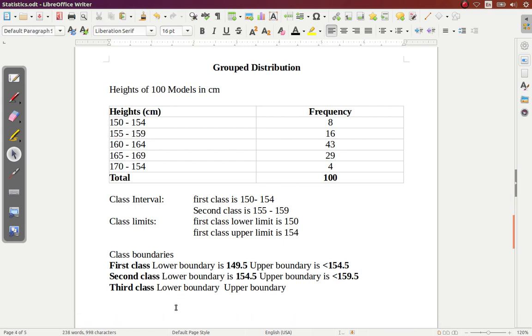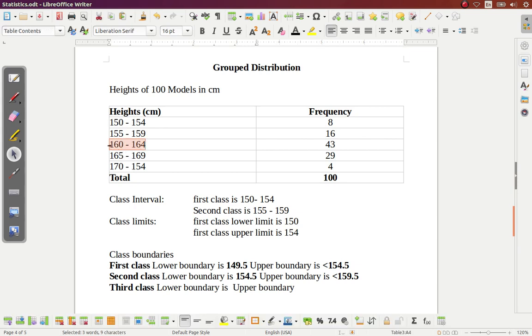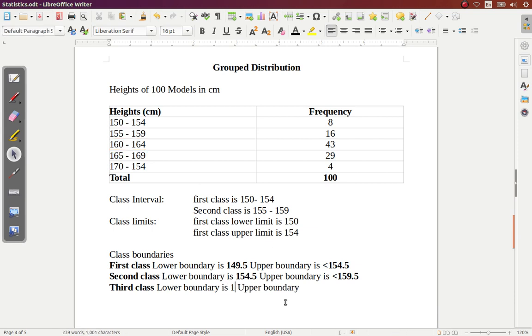For the third class, the lower boundary is here. The lower number is 160, but it could have been 159.5 and then you round it up to 160. So 159.5 it could have been before you round it off. Alright? What about the upper boundary?